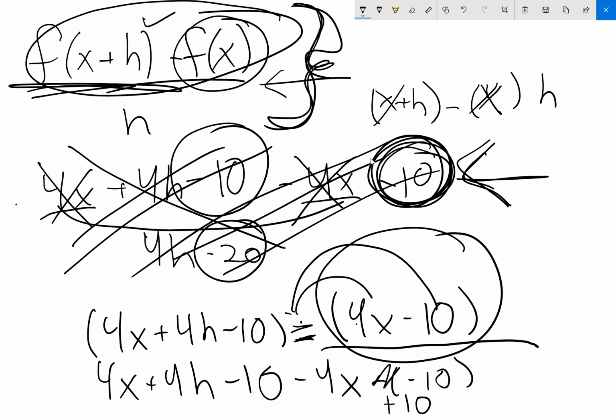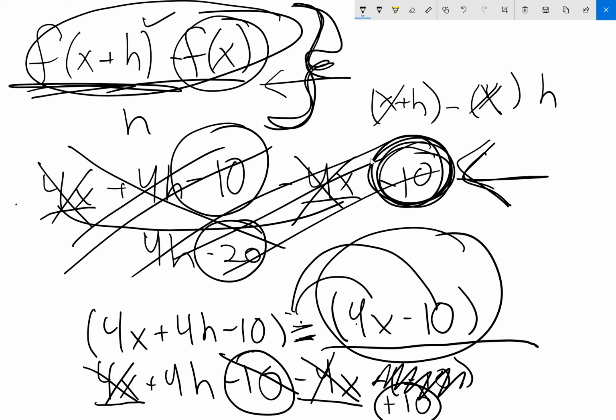Okay. So, same thing, combine like terms. 4x minus 4x, they cancel out. Negative 10 and 10, they cancel out. Okay? So, here, this is f of x plus h minus f of x, right?